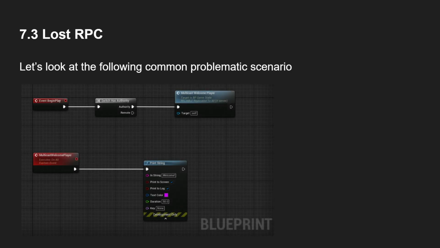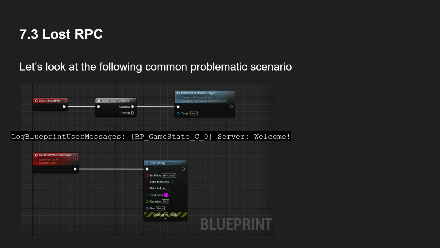The third issue is a lost RPC. This is a problematic scenario I keep seeing from time to time. You could read it again under the multicast tool compiler: the node says that the target is PP game state. This is an issue that I keep seeing in the game state blueprint actor, where people tend to just go to the begin play event and try to multicast RPC from that begin play, and hopefully see that welcome message being printed to all clients. Of course, that wouldn't happen. If you're looking at the output log, you would only notice that it says server, without any mention of any clients.